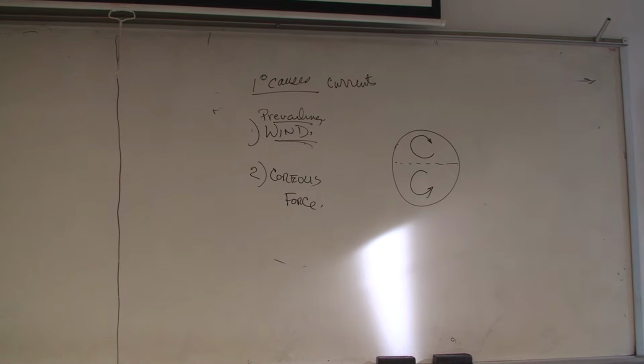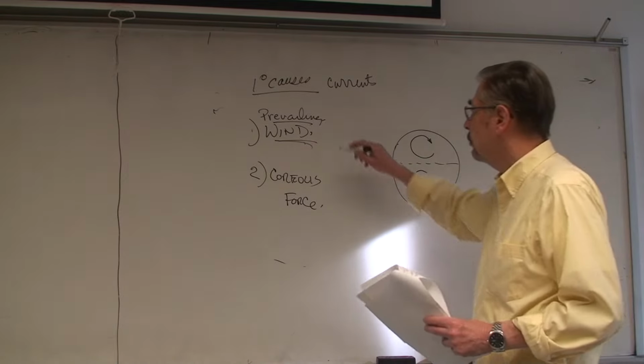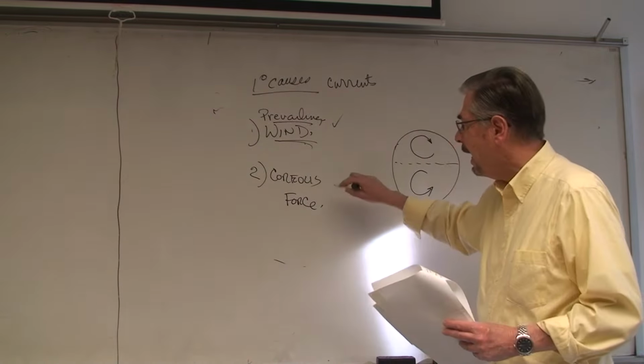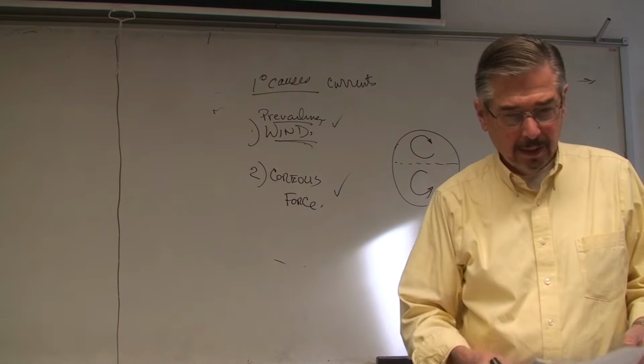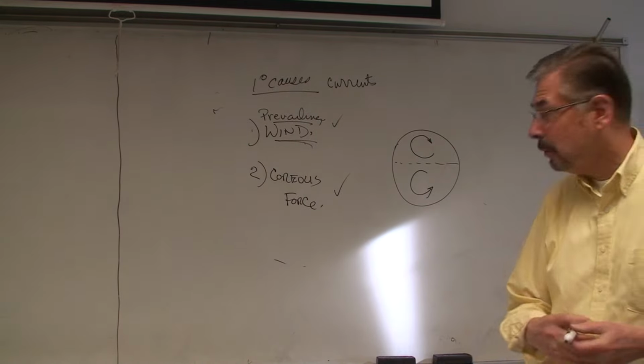you'll see diagrams of baseballs, which way the air rotates and how you can throw a curveball. All that is impacted by the way you're rotating the ball. All right. So here we have the two primary causes of currents, the prevailing winds and the Coriolis force. Now, in practical terms, what does this mean?